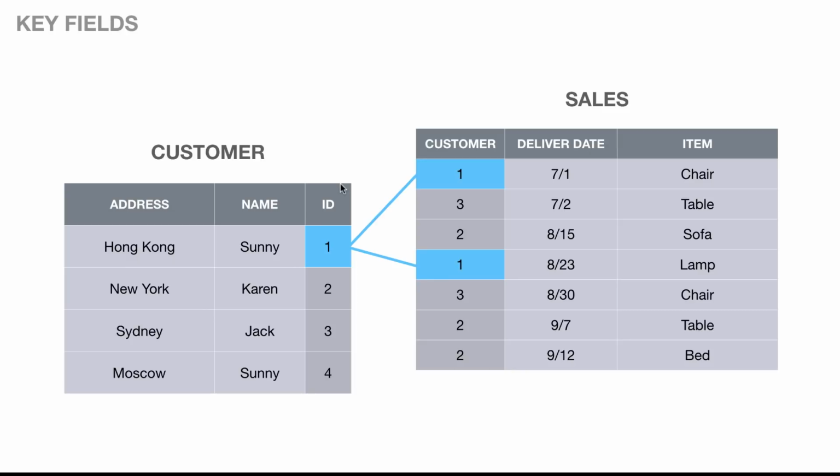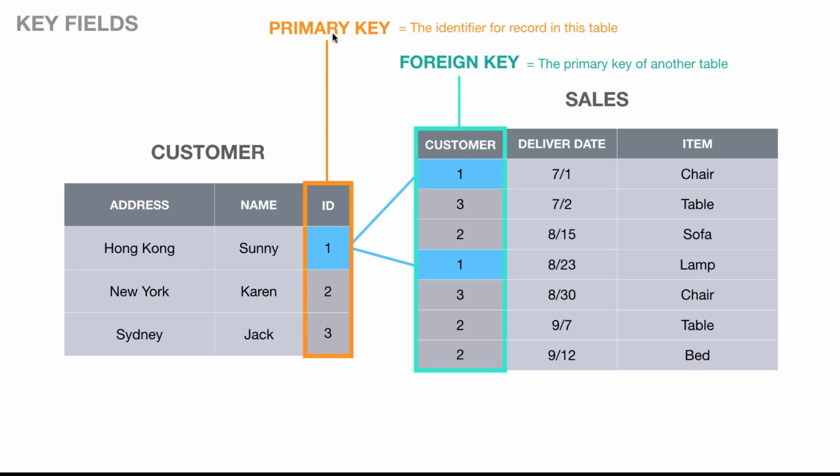And as a summary, we have a customer ID here that is used to identify this record in this table. So this is what we call a primary key. On the other hand, we have a sales table that uses the primary key from the customer table. So I'm using this field to identify a record from another table. And this is what we call a foreign key.